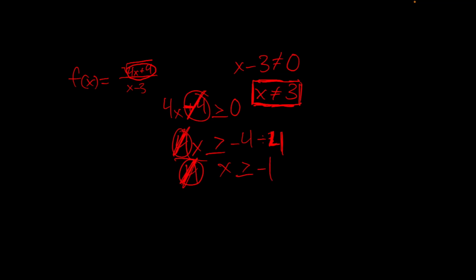So now it's time to write the domain. We can write the domain like this. So we're going to start, because x can equal negative 1, it could be more, but because it can equal, we're going to use this bracket right here. Right from negative 1 to 3, we're going to use a parentheses because x cannot equal 3. And then we're going to write union. And then we're going to write 3 to infinity. And this right here is the domain.